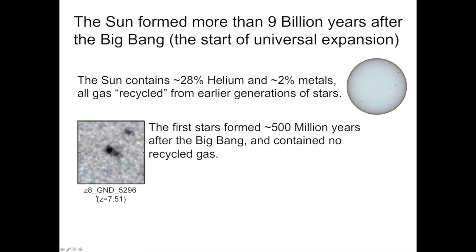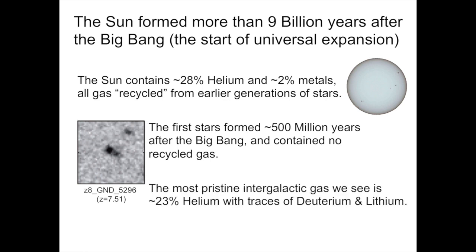Here's a picture of a candidate for one of the most distant star-forming galaxies we've found to date. It's called, rather interestingly, Z8 GND 5296. It's a catalog designation in a project that's designed to try to find these extremely rare objects. It exists at a redshift of about 7.51. At the time that this particular galaxy began forming stars, the universe was only about 500 million years old, as measured from the start of the Big Bang.